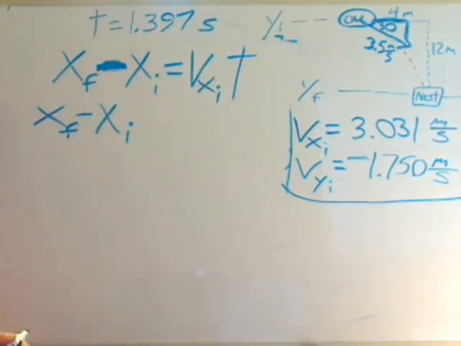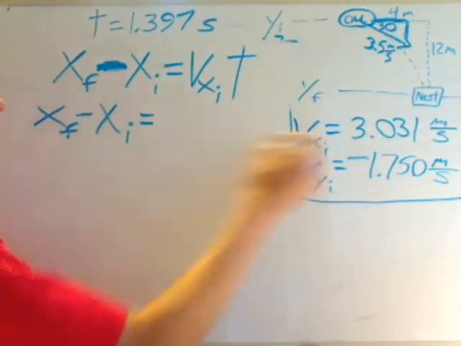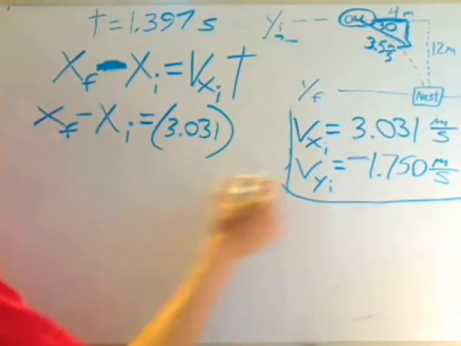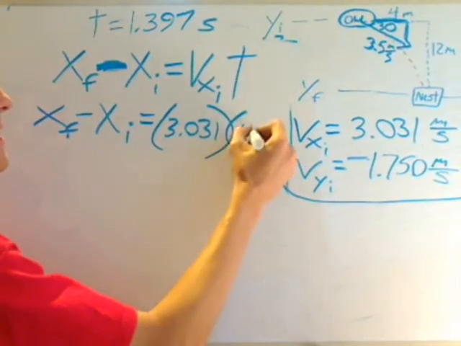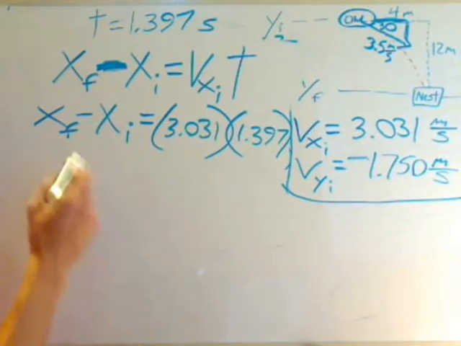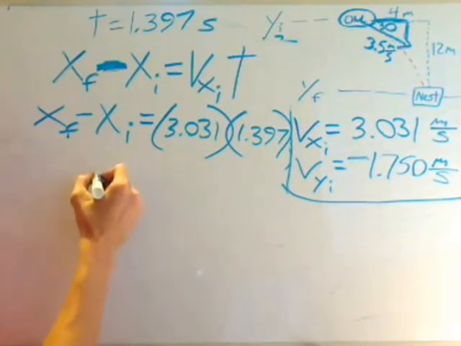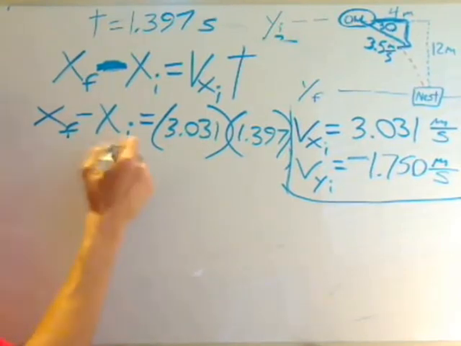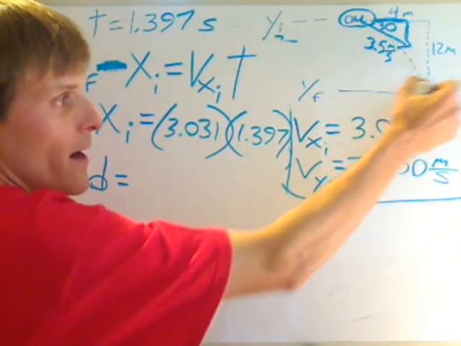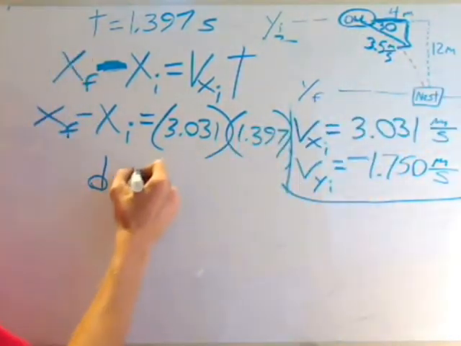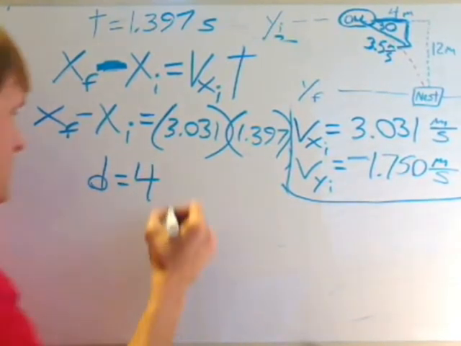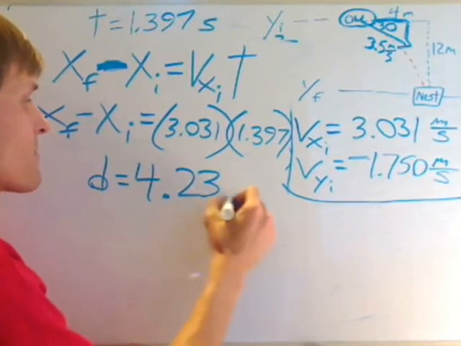Okay? Now vx initial is 3.031. Time is 1.397 seconds. Okay? We multiply those two together, and what we get is that the distance, x final minus x initial, the horizontal distance where the mouse ends up, is 4.23 meters.